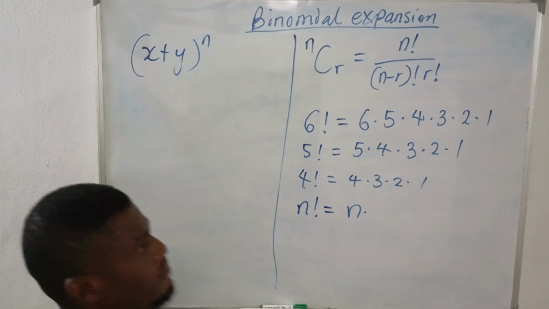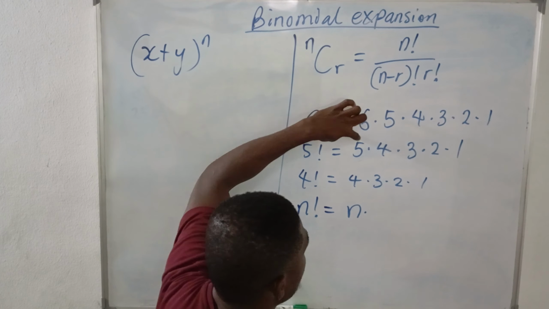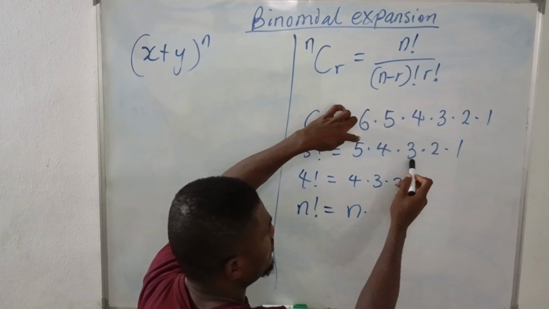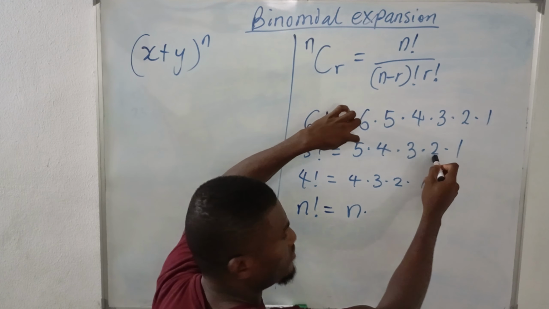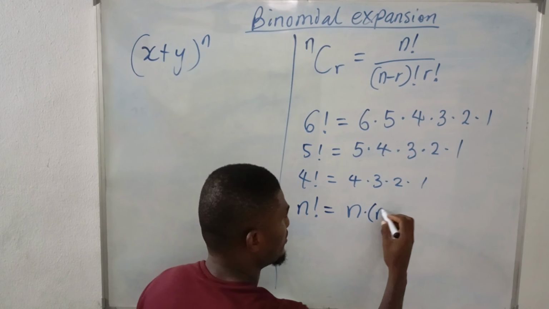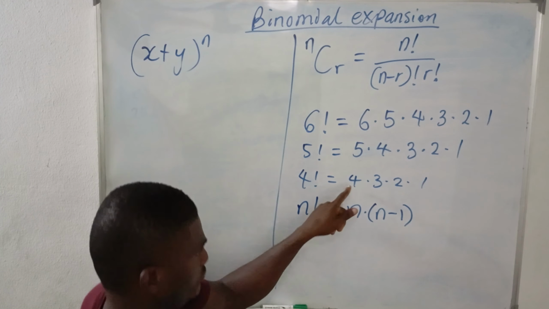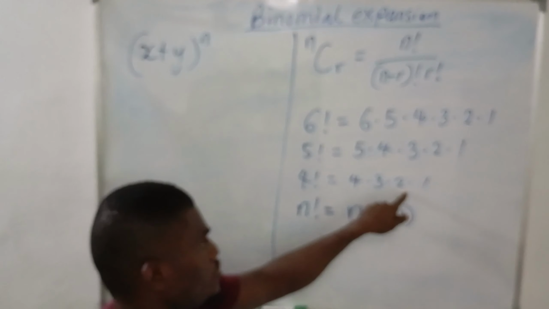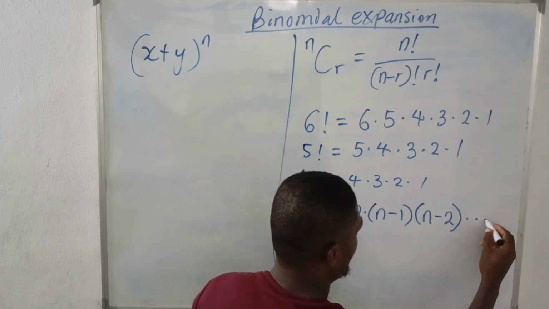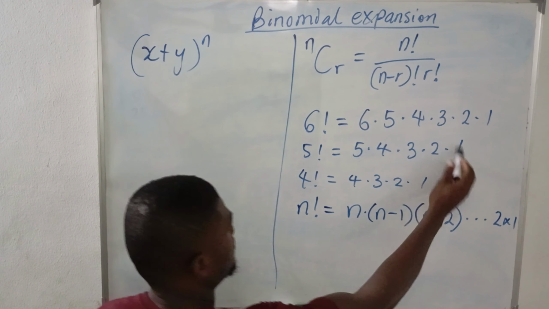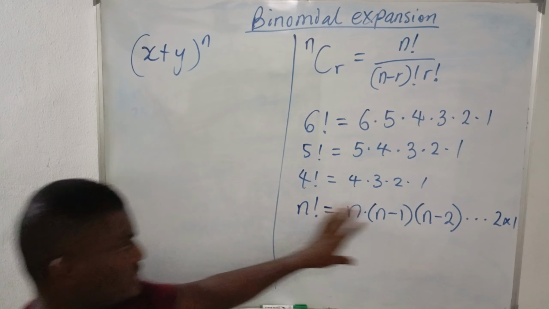Okay? So for 5 factorial, we have 4, which is the same thing as 5 minus 1, 3 is 5 minus 2, 2 is 5 minus 3. So which means that the next number should be n minus 1. For 4, 3 is the same thing as 4 minus 1, 2 is the same thing as 4 minus 2. So the next one should be n minus 2. And this should continue that way until you have 2 times 1. Alright? So this is your factorial.